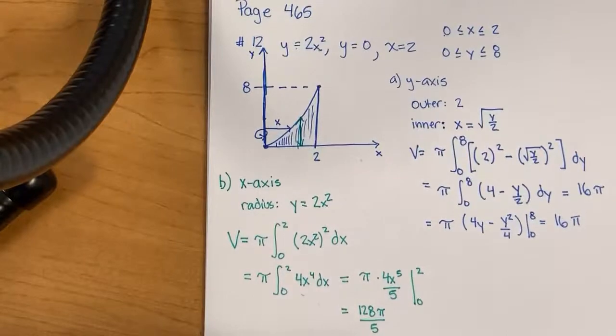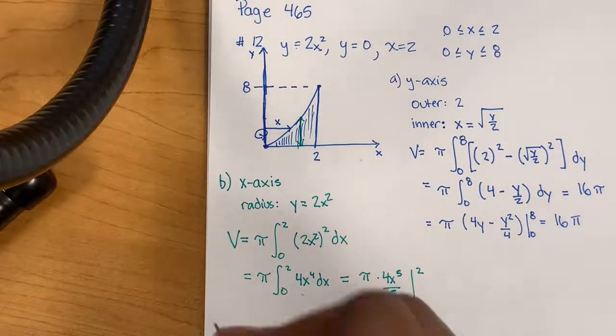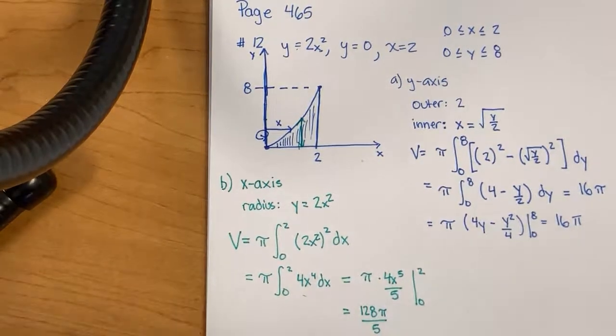For part C, they want us to rotate around the line y equals 8. So for part C, let's use a much different color.